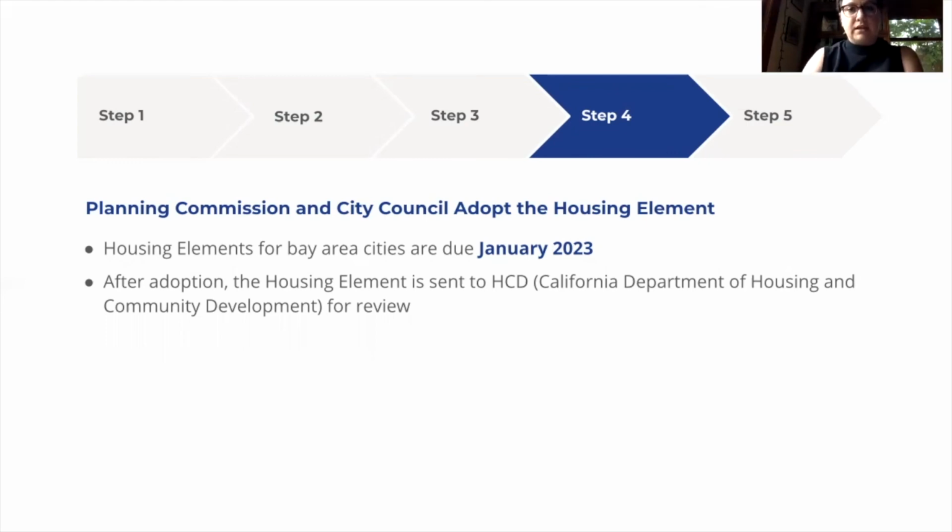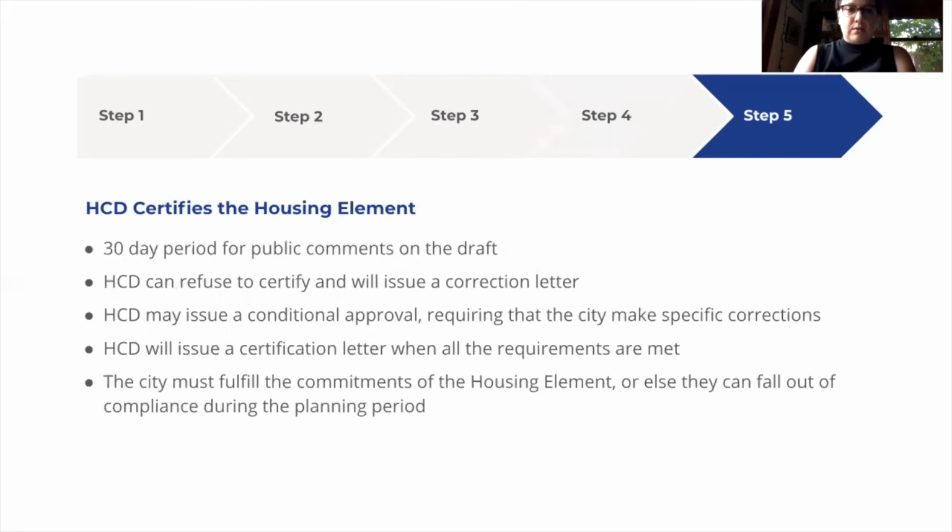Then it goes to the state for review. And the state will give us a 30-day period for public comments on the draft once they receive it. So this is a good chance for you to advocate on behalf of affordable housing there. HCD can refuse to certify and give them a correction letter. They might conditionally approve it, or they will, eventually, hopefully, certify a very good housing element once all the requirements are met. And then that serves as a commitment throughout the whole 8 years.